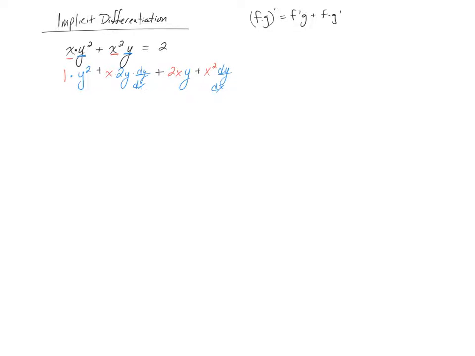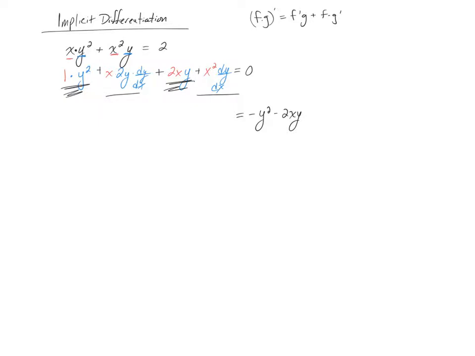And then, of course, when we get over to the other side of the equal sign, we have the derivative of 2, which is 0. The key at this point is everything that has a dy dx will stay on one side. If it doesn't have a dy dx, it goes to the other side of the equal sign. So this guy and this guy have to go over to the right side of the equal sign. So they're going to show up there as negative. So we'll get negative y squared and a minus 2xy.